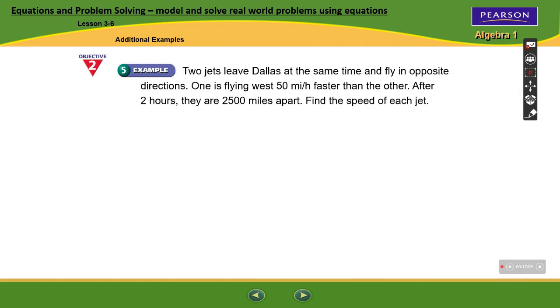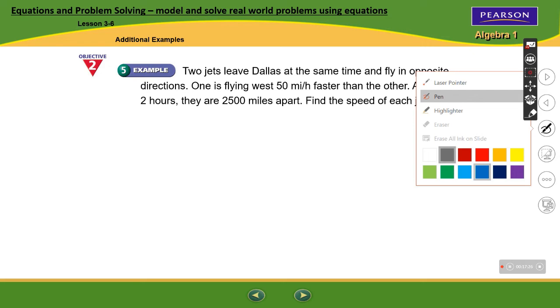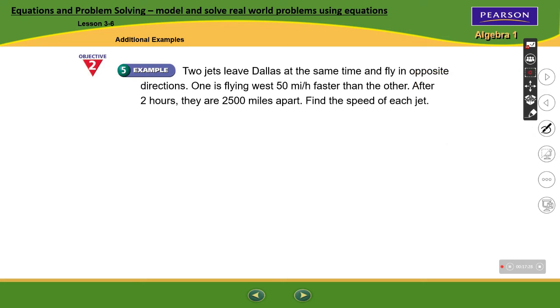So last problem, people, and another tricky one that tends to be a tricky one in the past. We're going to try and do our best to break it down piece by piece and give you some experience with these, okay? 2 jets leave Dallas at the same time and fly in opposite directions. All right, so we got 1 jet leaving this way and 1 jet leaving this way.